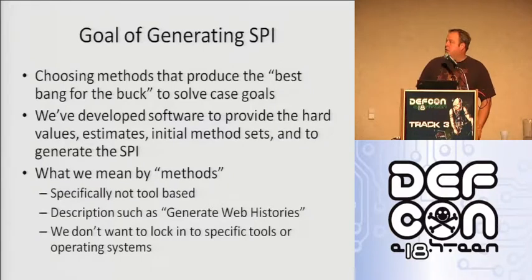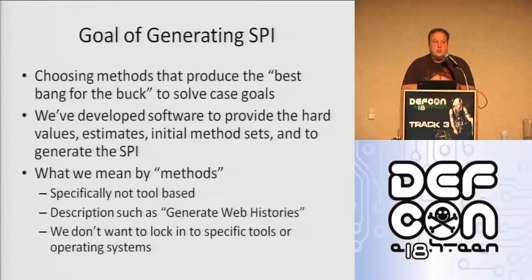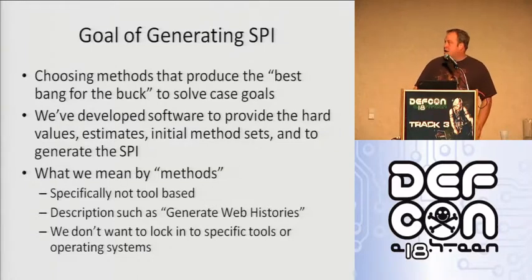I think I already touched on what we mean by methods. We specifically didn't want to be tool-based, right? We wanted to use generic things, like generate web history or generate system usage. We just didn't want to get into specific OSs. That's something you can weight in an SPI, but that's also where the expert comes in, right? An expert's going to say this is the right tool for this job, and it may fit into a category of web history generators. But if you're looking at 60 gigs of web histories, you're not going to use something small, right? So a part of it is that.